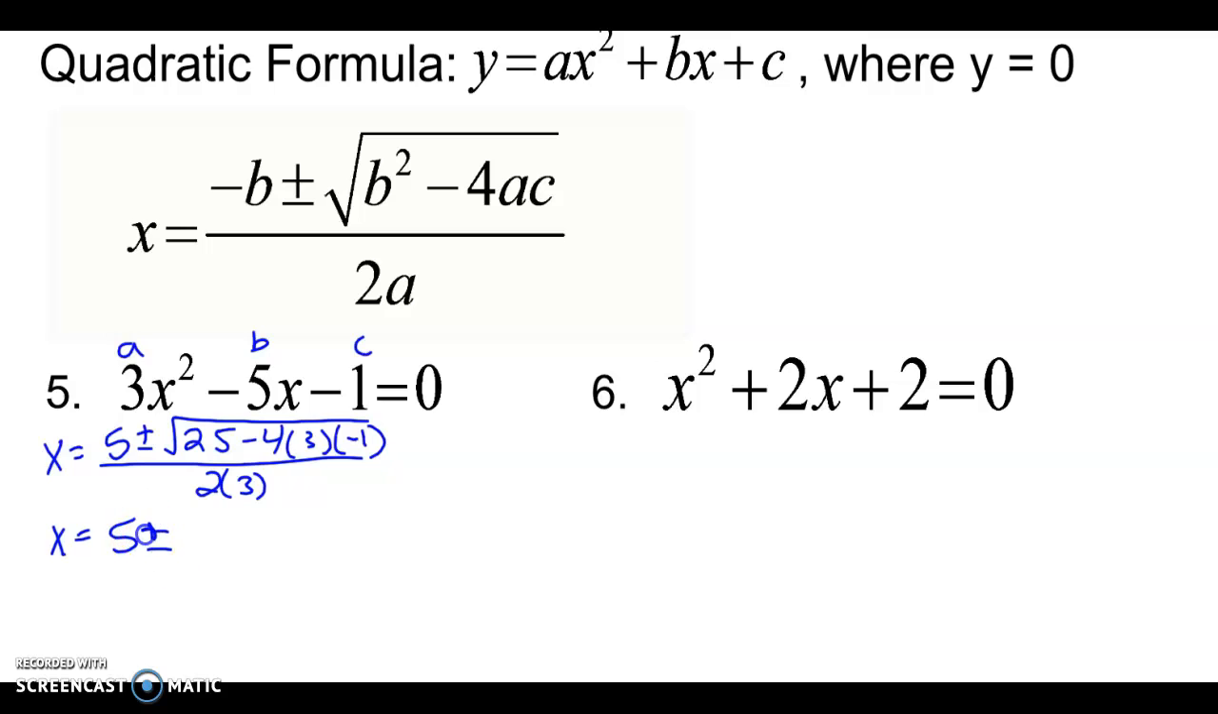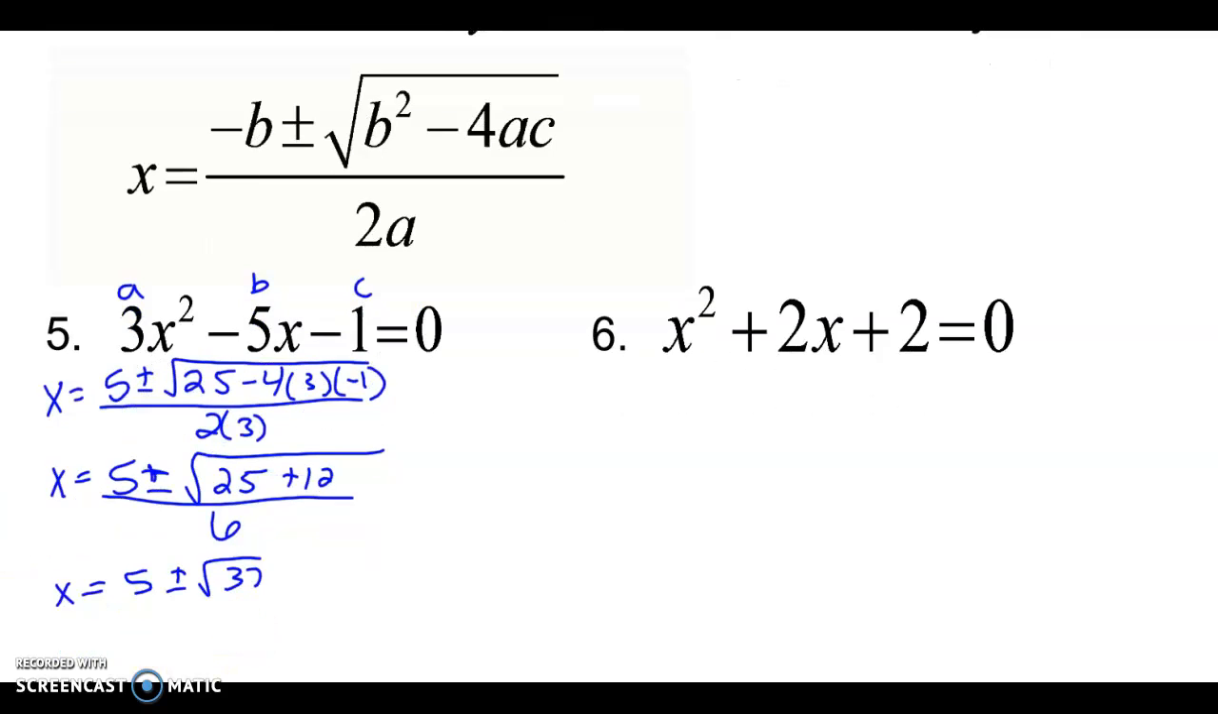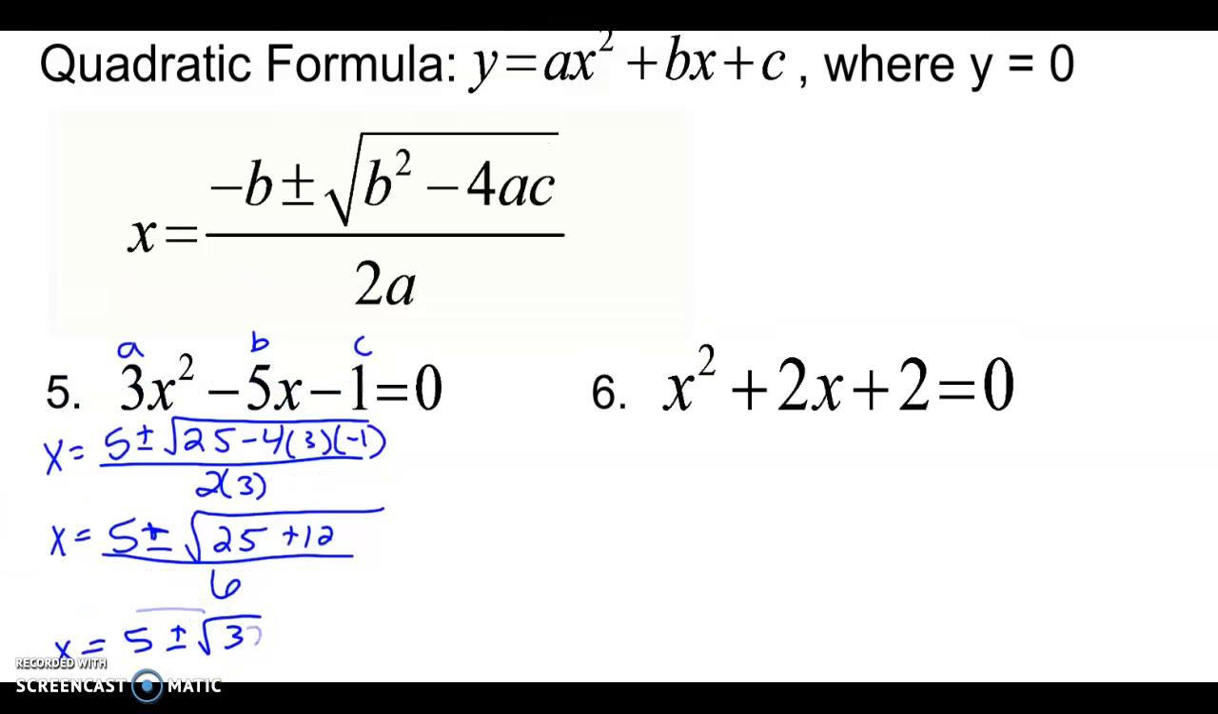Don't forget that when you square negative 5, you get positive 25. So it becomes 25 plus 4 times 3 times 1, 12. So that'd be square root of 37 all over 6. Whoops.